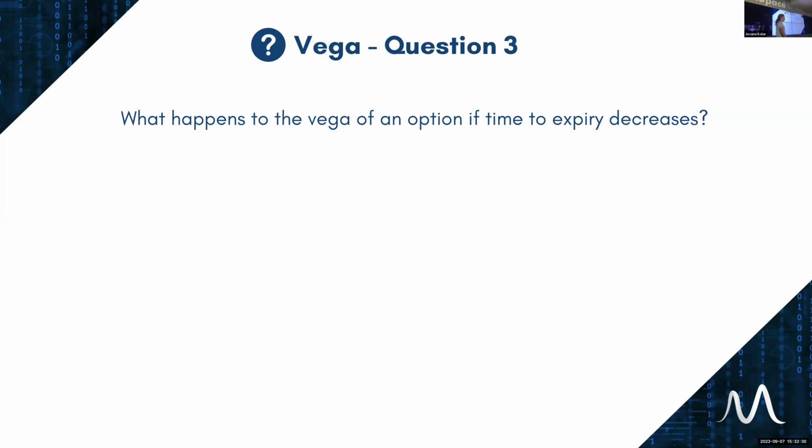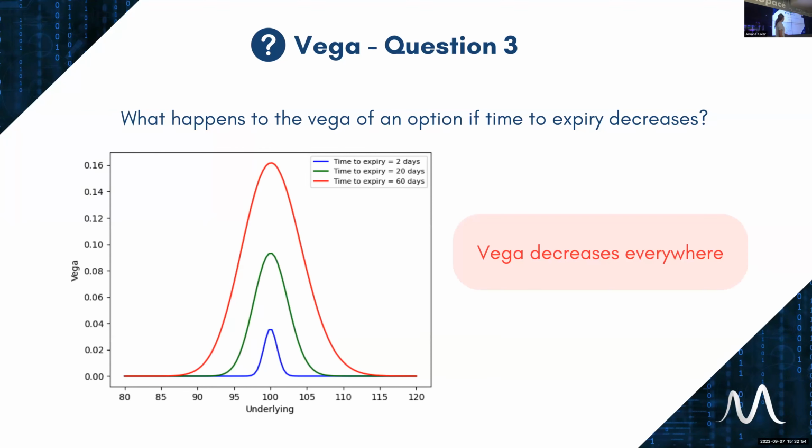Your Vega will decrease if your time to expiry decreases, because as you change your volatility, if there's less time to expiry, then there's less time to experience this volatility. So your option price is less sensitive to the volatility with less time. So your Vega should decrease. Right? So everywhere your Vega decreases as your time to expiry decreases.